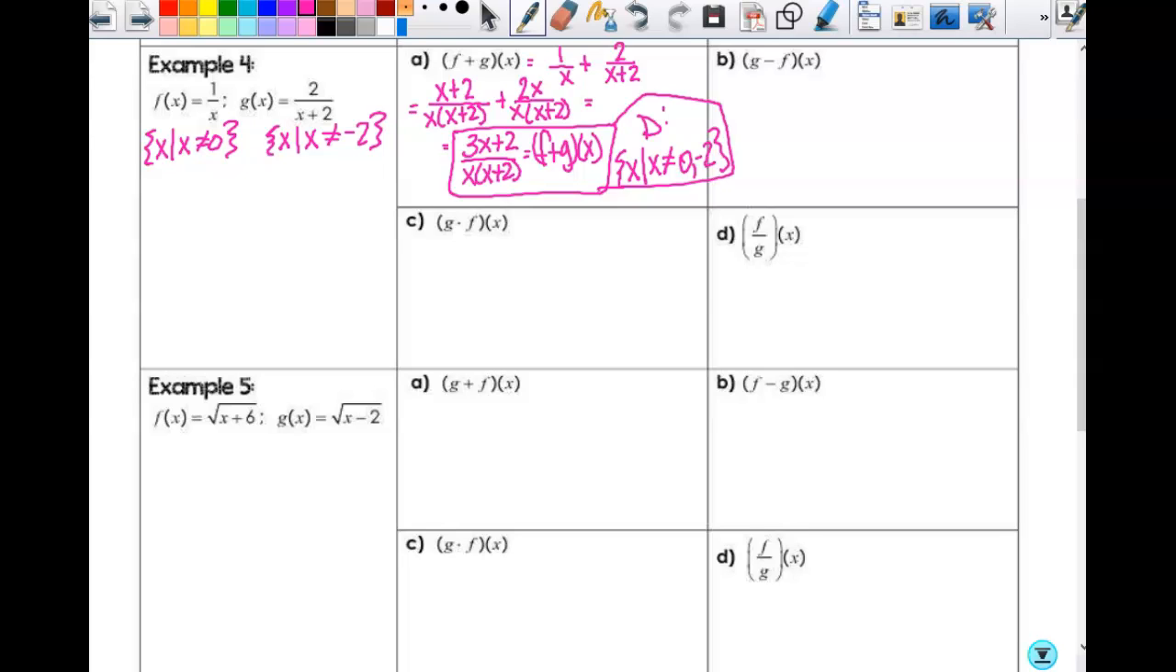There's that light bulb. Yeah. There we go. Ding, ding.